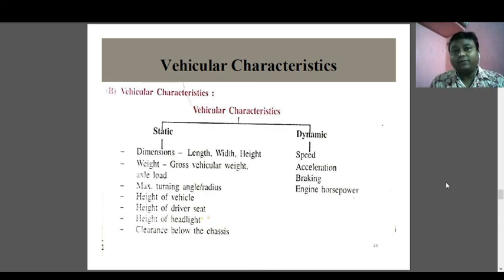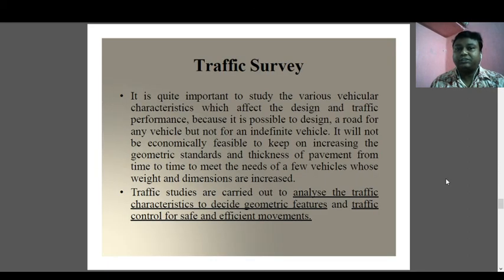But what is variable from time to time? Speed, acceleration, deceleration, braking, engine horsepower. These are always dynamic conditions, because based on the driver characteristics, these vehicular characteristics are changing. So to understand this, we need to have some traffic survey, to understand the PIEV theory, or the lag distance, or the braking distance, or your reaction time.